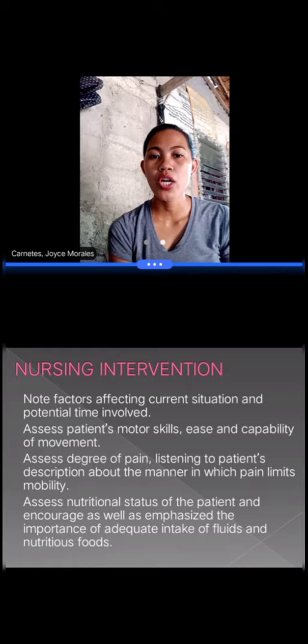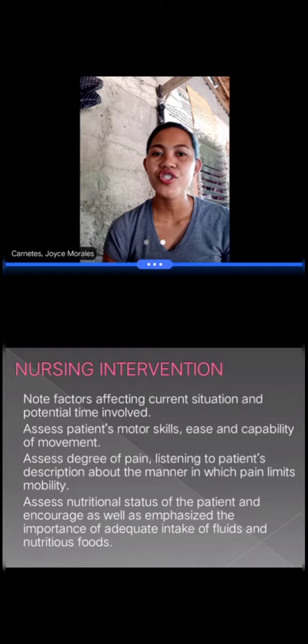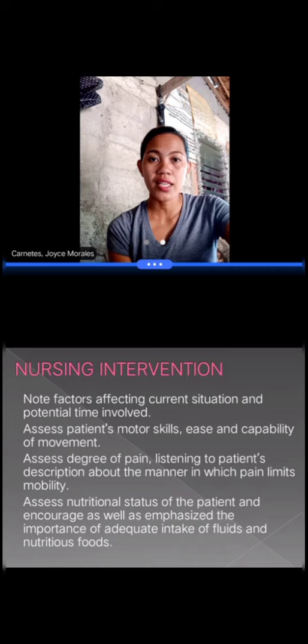Assess the patient's motor skills, ease, and capability of movement. Assess the degree of pain, listening to the patient's description about the manner in which pain limits mobility. Assess the nutritional status of the patient, and encourage as well as emphasize the importance of adequate intake of fluids as well as nutritious foods.